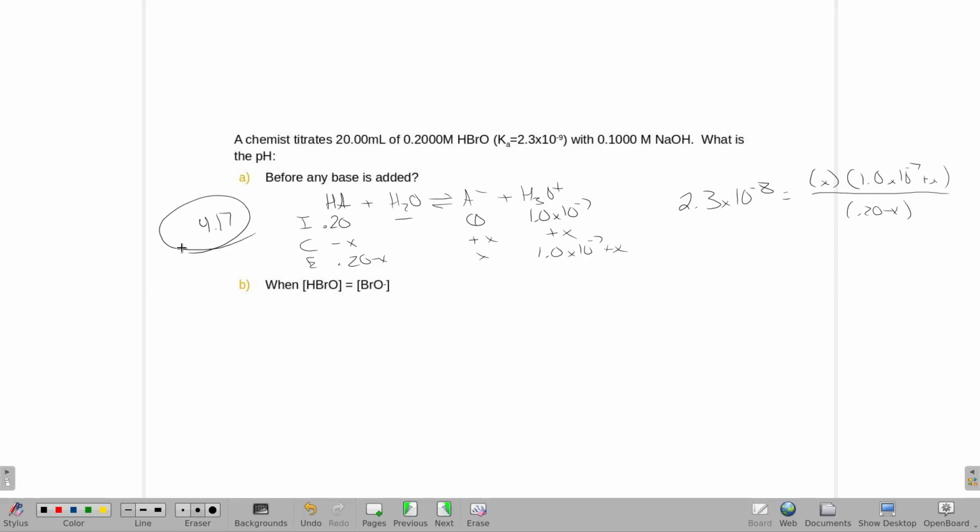Alright, next one says when HBrO or HA is equal to the A minus. Alright, that seems like a weird question, as in you might be thinking, how would I know that? Well, the interesting thing, it definitely implies they're both present. Well, if they're both in there, you're in the buffer region. So remember this buffer equation we just derived or figured out how we could write? Now, if these two are equal, wouldn't that just be 1? Yeah. So at this point, your H3O concentration equals your Ka.